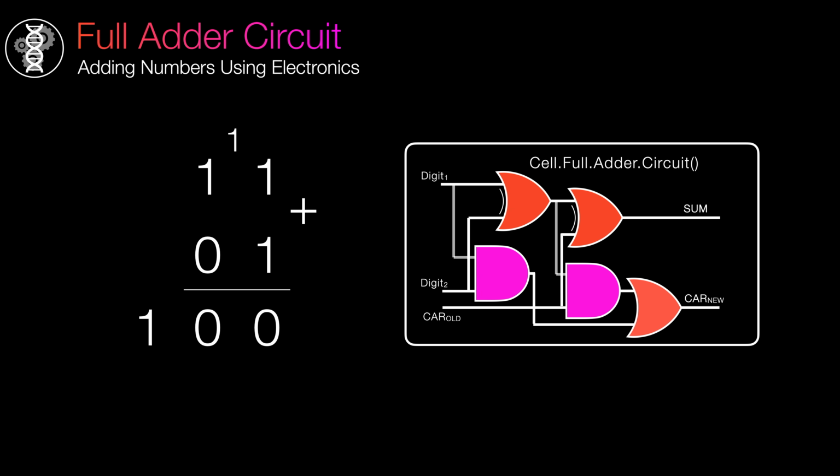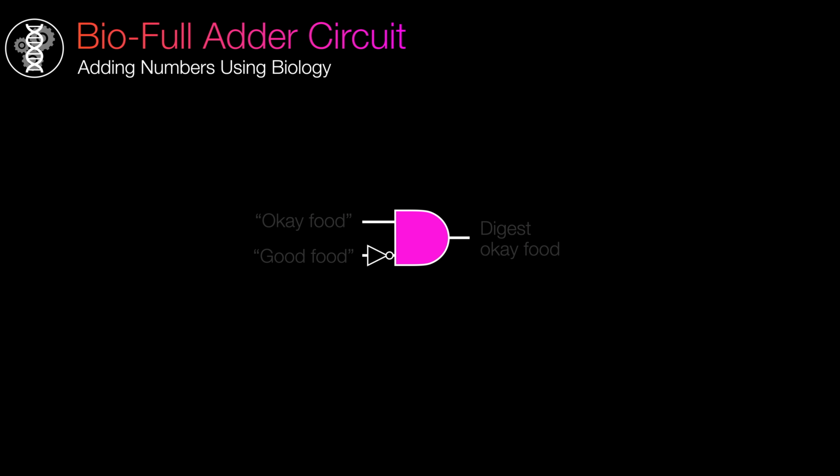And at this point, longtime viewers of my channel are probably smiling right now because cells are full of logic gates. If they weren't, then they won't be able to make decisions to save their lives. If there is okay food, then, well, digest the okay food, but when there's better food, then don't bother. In terms of logic, digest okay food when there is okay food, and not when good food is available.